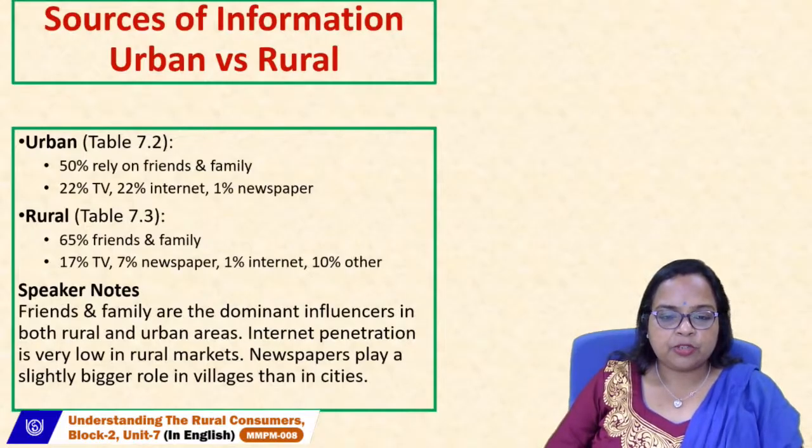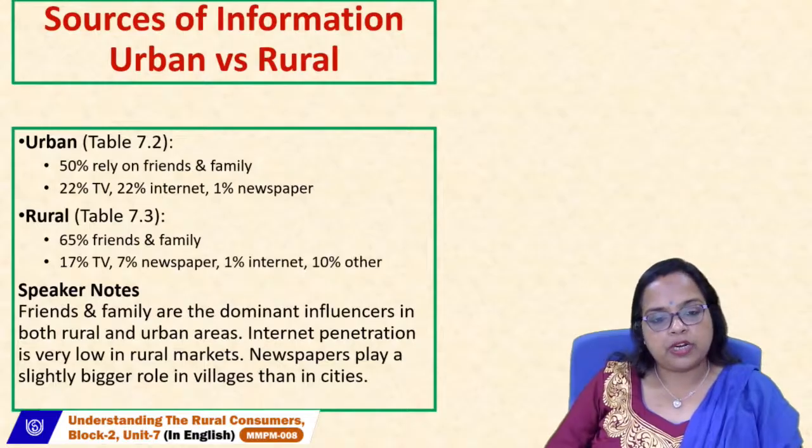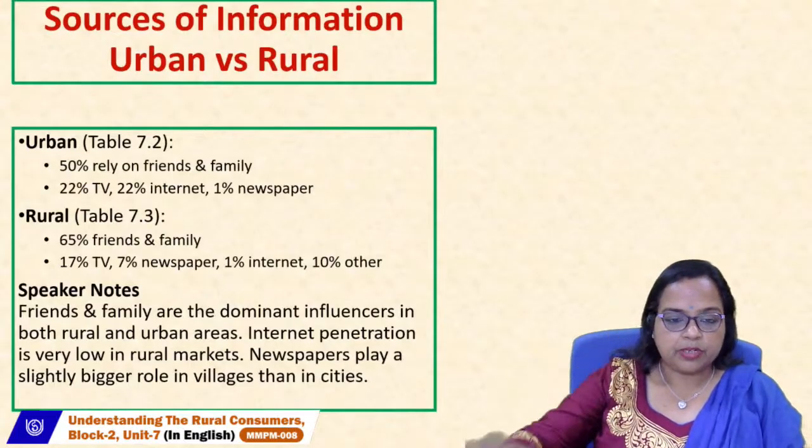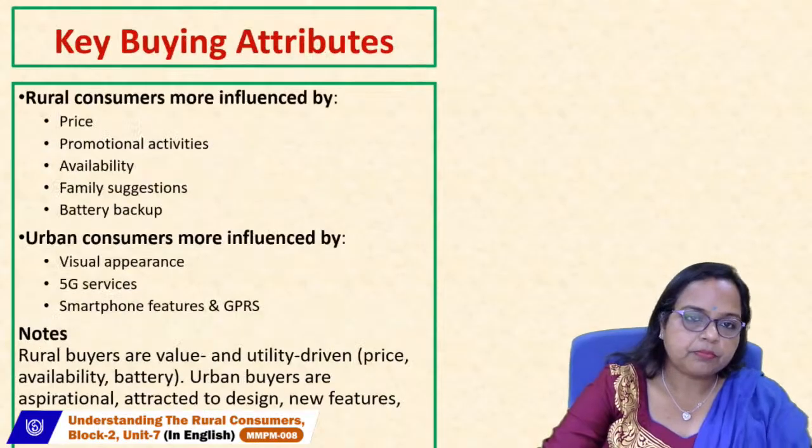So friends and family are the dominant influencer in both rural and urban areas. But internet penetration is low in the rural market. Newspaper plays a slightly bigger role in villages than in the city.